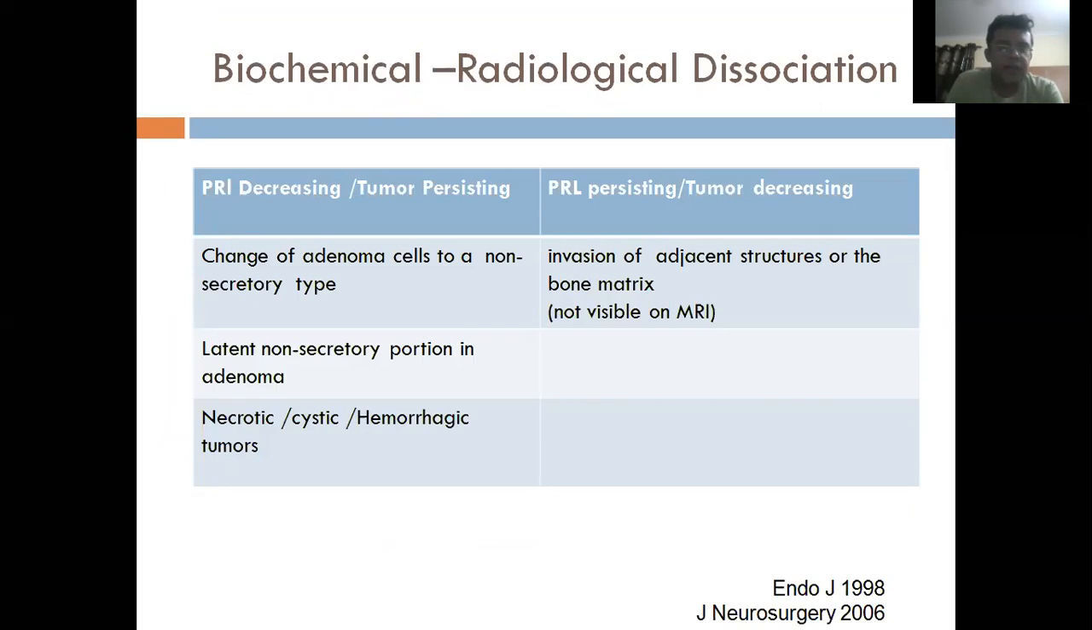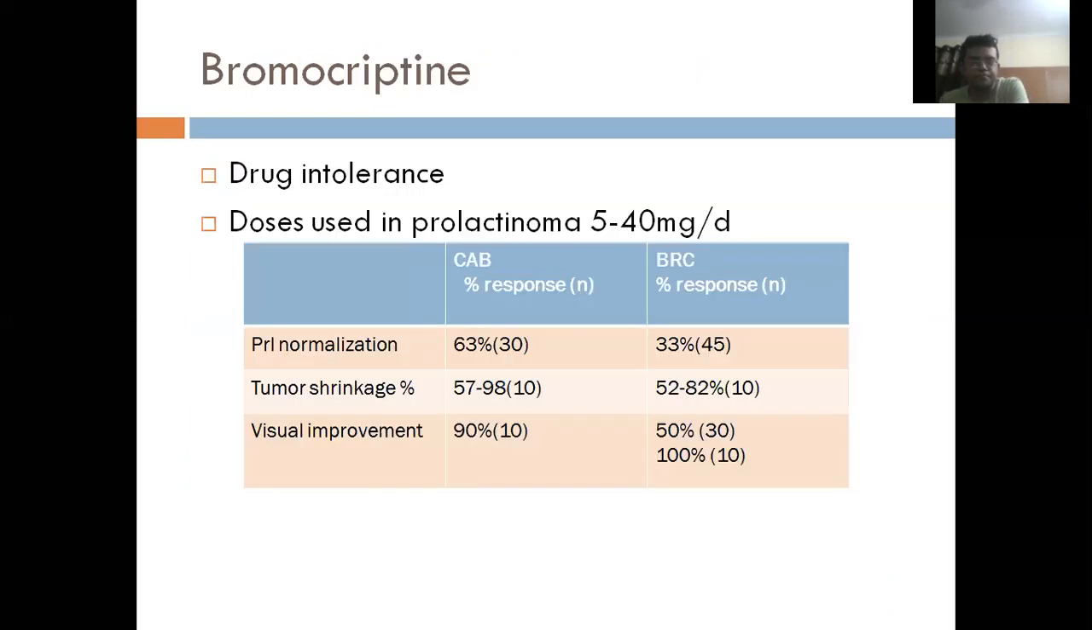So sometimes you may get a biochemical radiological dissociation. Prolactin levels may be decreasing and the tumor may be persisting. This can occur if the adenoma cells change to a non-secretory type, or you have a necrosis or a cystic transformation or a hemorrhage in the tumor. So the tumor size will not decrease, but the secretion will decrease. And sometimes you have a tumor which has disappeared, but prolactin has not gone down. And that can occur if there is an invasion into the surrounding structures, and there are small cells out there which you cannot see on the MRI.